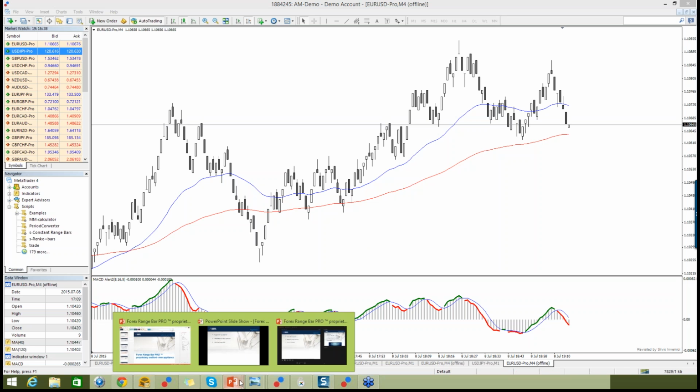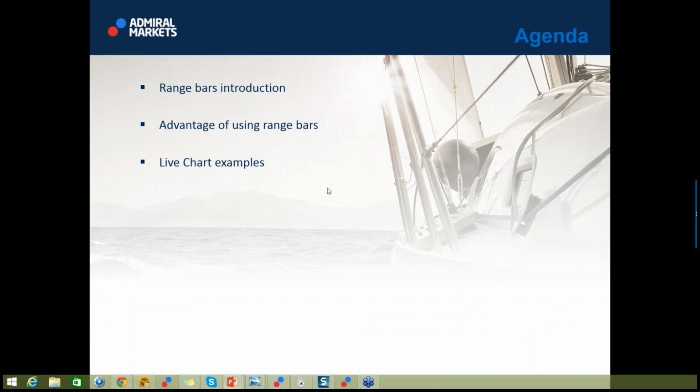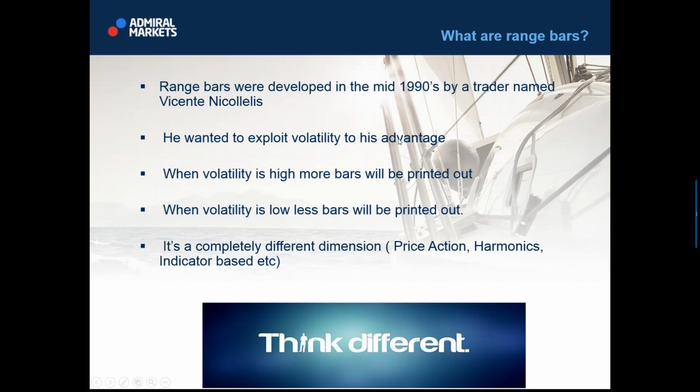So when we did that, now we need to move on to our setups. Range bars were developed in the mid-90s by a trader named Vicente Nicolelis. He wanted to exploit volatility to his advantage. The biggest advantage of using range bars is that they have no time frame effect. They eliminate noise. When volatility is high, more bars will be printed out. When volatility is low, fewer bars will be printed out.